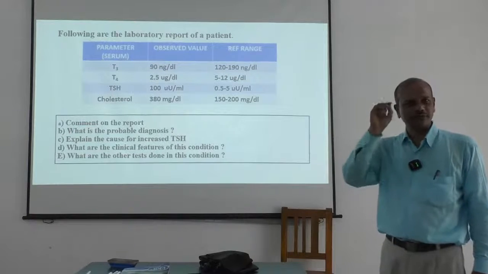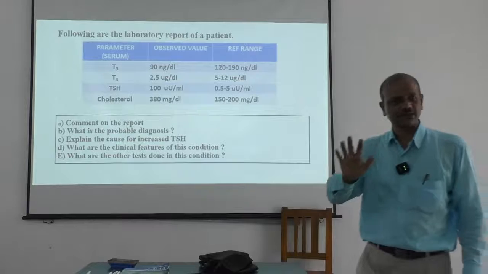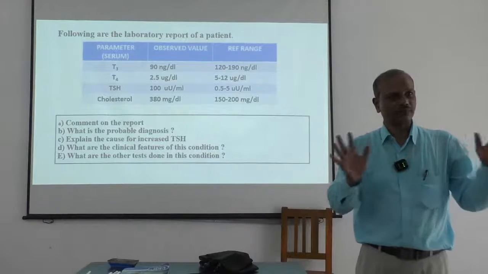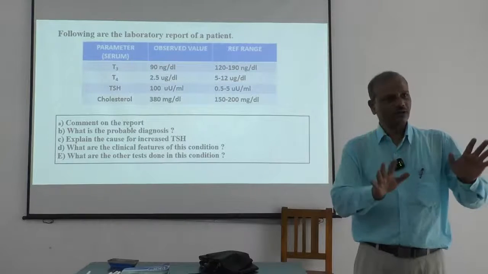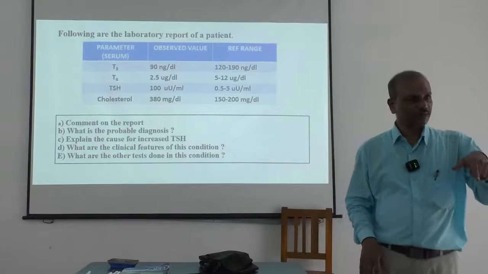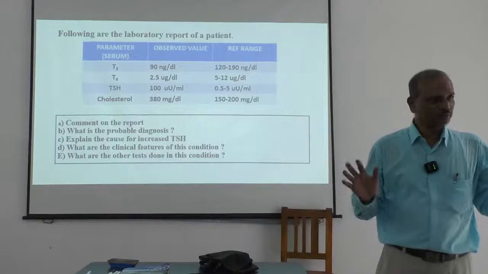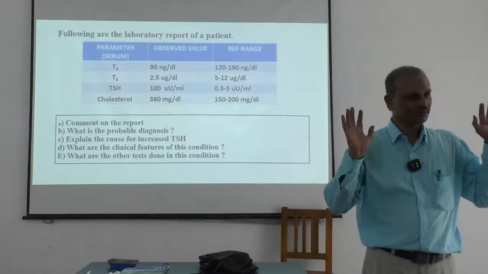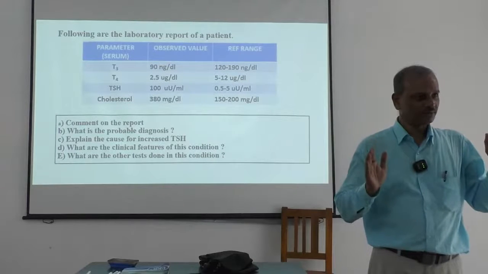Hypothyroidism. If you cannot write primary or secondary, at least write hypothyroidism. Don't write hyperthyroidism, then it will be 0. Writing hypothyroidism means it will be almost 80% marks. Basically, you are correct. But those who write primary hypothyroidism will obviously get 100%, because now he knows the actual problem.